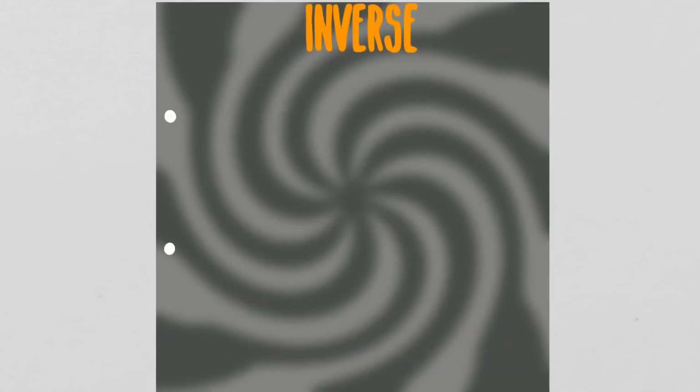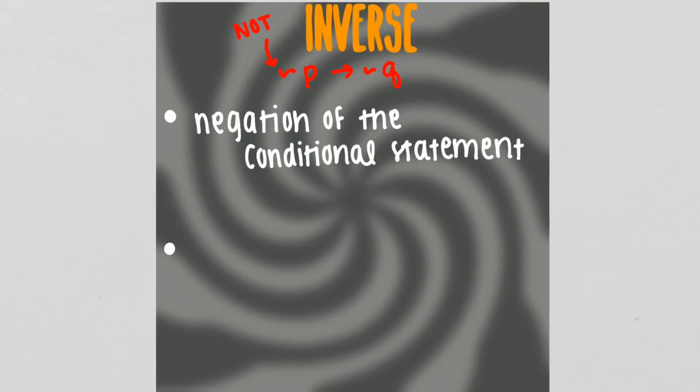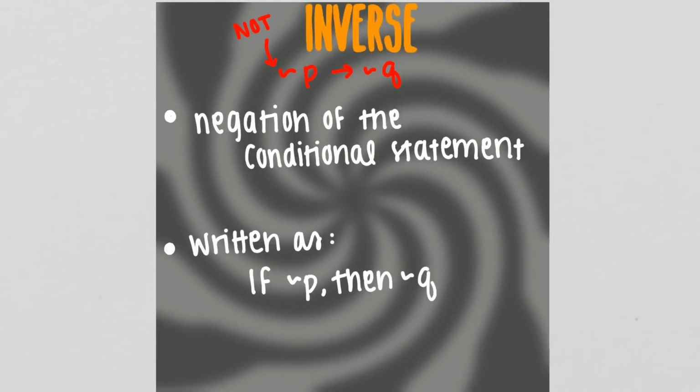So we are going to jump into the inverse now. Remember, with conditional statements, we had P arrow Q. With the inverse, you have this little squiggly line: P arrow squiggly line Q. What you need to know is that this little mark stands for not. So the inverse is actually the negation of the conditional statement. That's where the not comes in. And so the inverse is written as if not P, then not Q.